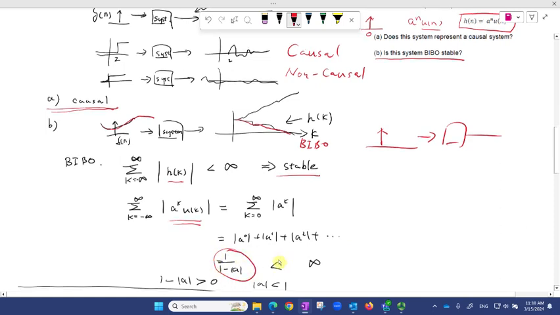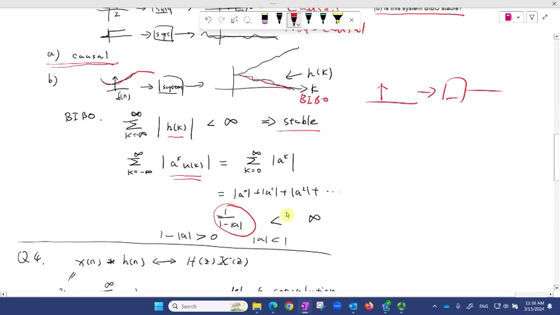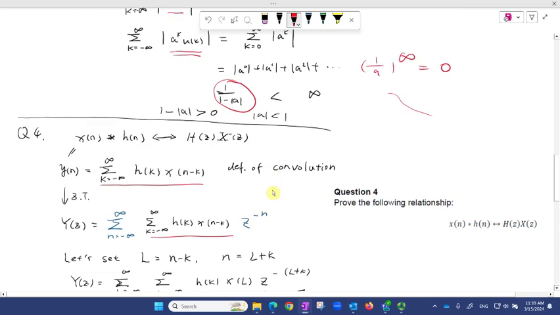Does it converge or not? The sum is finite, called convergent, only when the absolute value of a is smaller than 1. So if a is smaller than 1, then a to the k goes to 0 as k goes to infinity, and then you have a finite sum. Otherwise, it just goes to infinity.